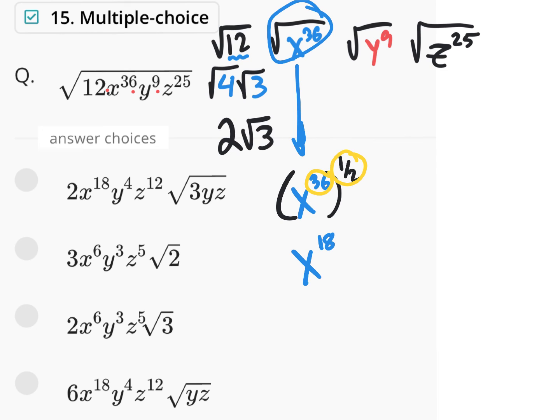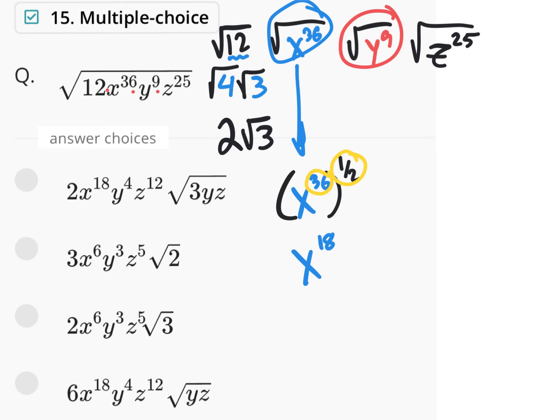Okay. What about the next one, the square root of y to the 9th? Like always, we want to remember that a square root is really the power of 1/2. And ultimately, we want an even number right here. Like right here, 36, that was beautiful because 36 divided by 2 is 18, right? 36 times half is the same thing as 36 divided by 2. So we want a number that's divisible by 2. Right here, 9 is not divisible by 2. I mean, it doesn't work out nicely.